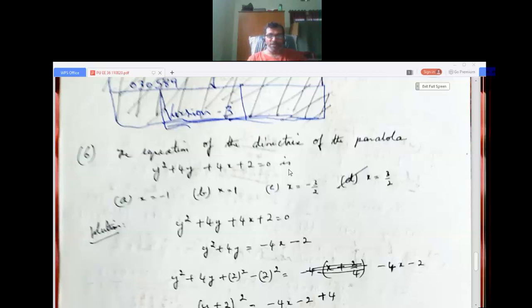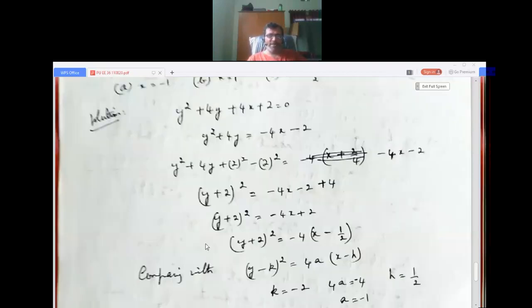The equation of the directrix of the parabola y squared plus 4y plus 4x plus 2 equals 0 is: x equals minus 1, x equals 1, x equals minus 3 by 2, or x equals plus 3 by 2? So first, I write this equation in the form y minus k whole squared is equal to plus or minus 4a into x minus h, because y squared is there.